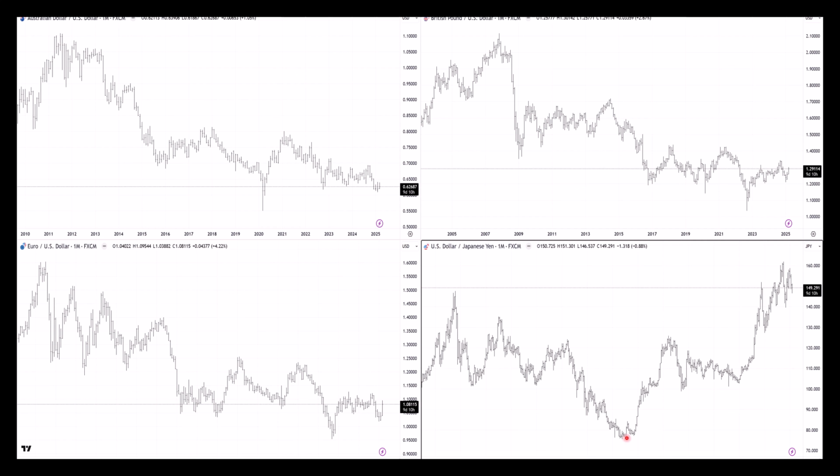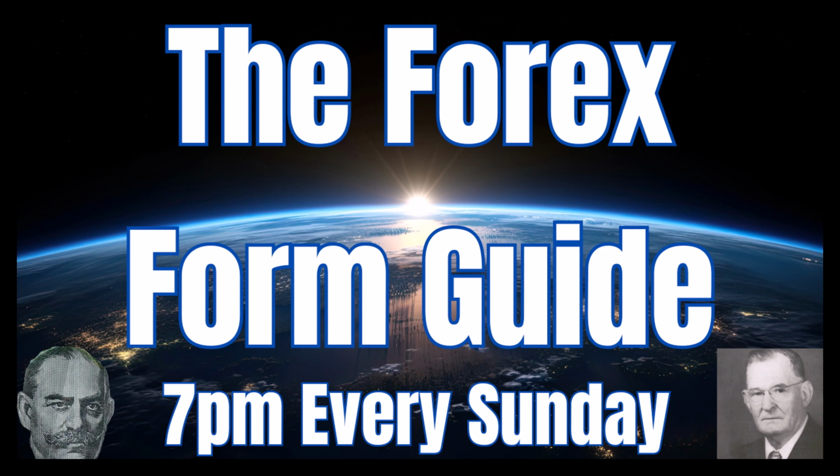So what I'm saying is we've been in this trend or this bigger picture move for a long time, about 14 years. And 14 or 15 years are both pretty good timeframes for long-term moves in a market. So it wouldn't surprise me if we're close to the end of these moves. Not saying that we're there yet, but it wouldn't surprise me if we're getting close to the end of those moves. That's all for this week's edition of the Forex Form Guide.